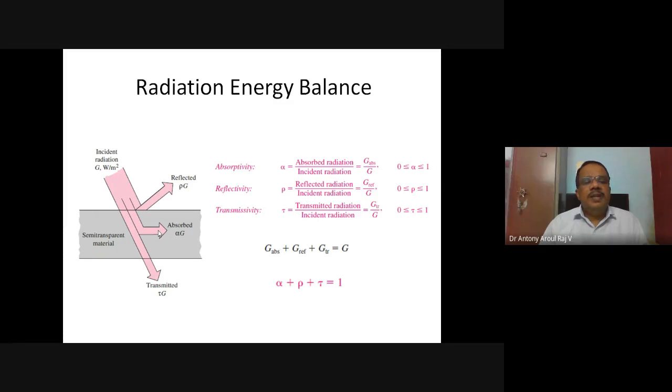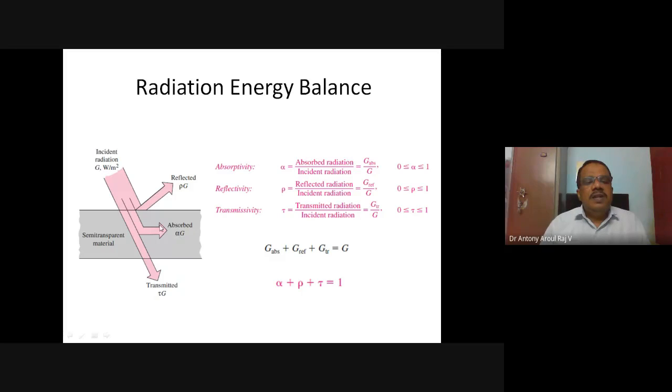Similarly, if I have an opaque surface, what will happen? The amount transmitted will become smaller. The amount absorbed and reflected will become higher. So that is how the properties of the material affect the percentage of radiation which is transmitted, absorbed, and reflected. So if there is a glass material, depending on the property of the glass material, you will have the amount of radiation which will be transmitted, absorbed, and reflected.